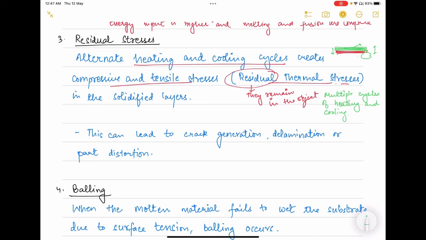Okay. So this can lead to crack generation, delamination or part distortion. These residual stresses are very detrimental in effect. They can actually lead to complete distortion of the part.